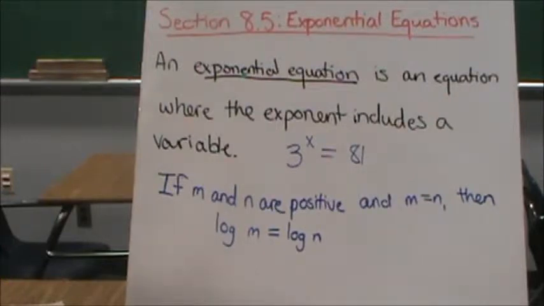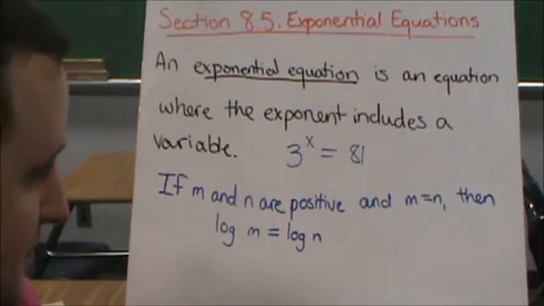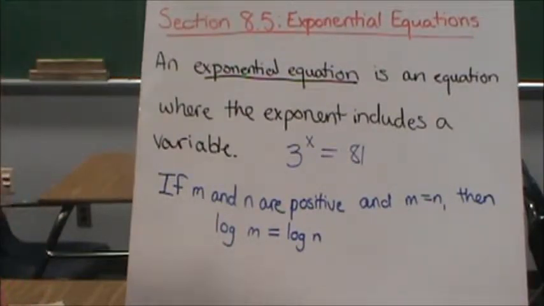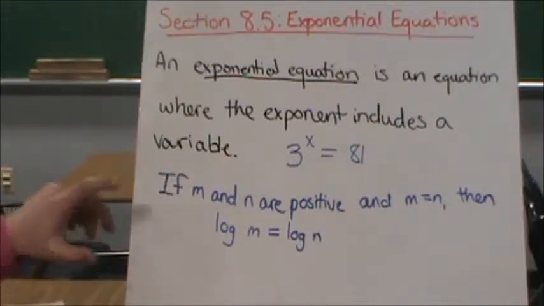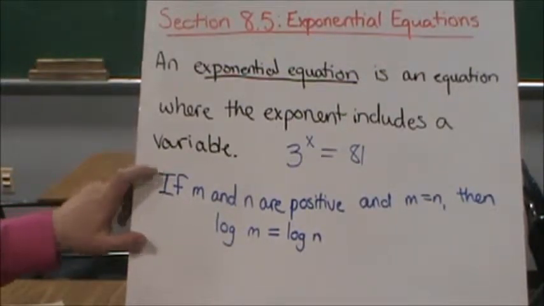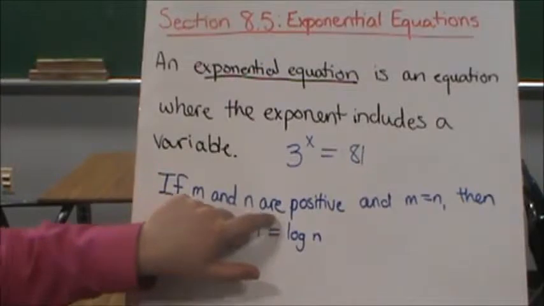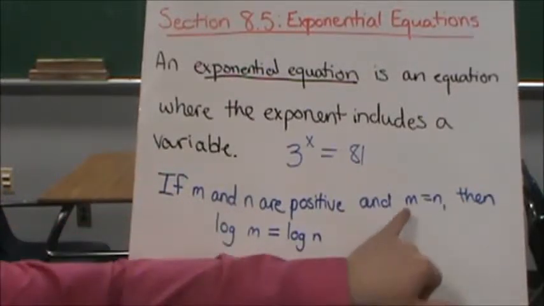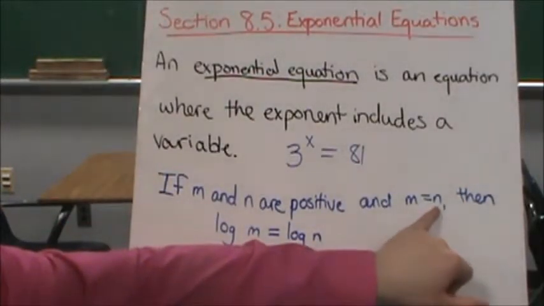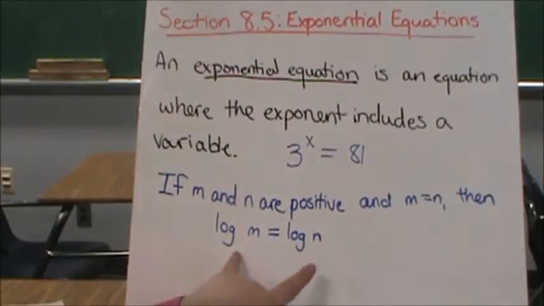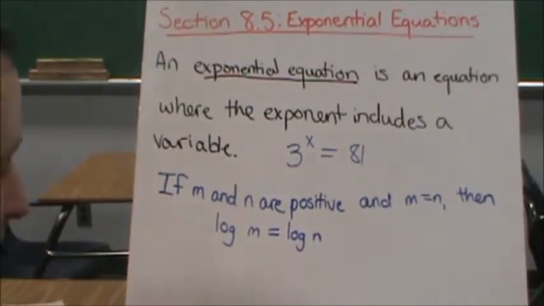One of the actual methods of solving exponential equations involves logarithms, so I figured let's revisit a couple of logarithm rules or logarithm properties and introduce one of our own in this section. If we have two numbers m and n that are both positive, and the value of m and the value of n are the same, then log of m equals log of n.